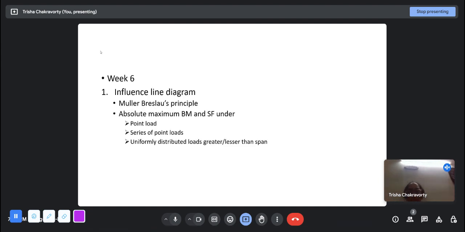Week 6 was focused on influence line diagrams, ILD. We looked at the Muller-Breslau principle, which gives us a qualitative ILD, and the ILD is basically when a force or load moves across a beam, we will look at how the bending moment and shear force vary. So from that, we can get absolute maximum bending moment and shear force under a point load, a series of point loads, uniformly distributed loads greater than or lesser than the span.